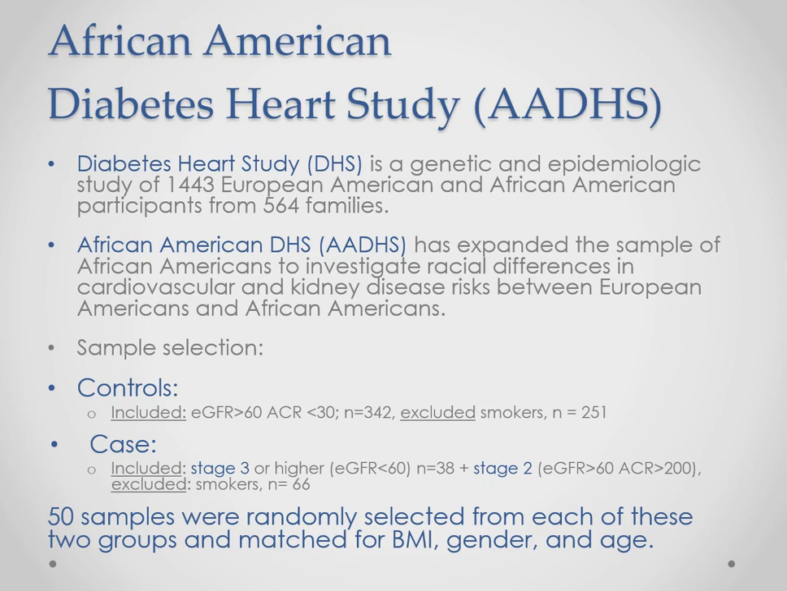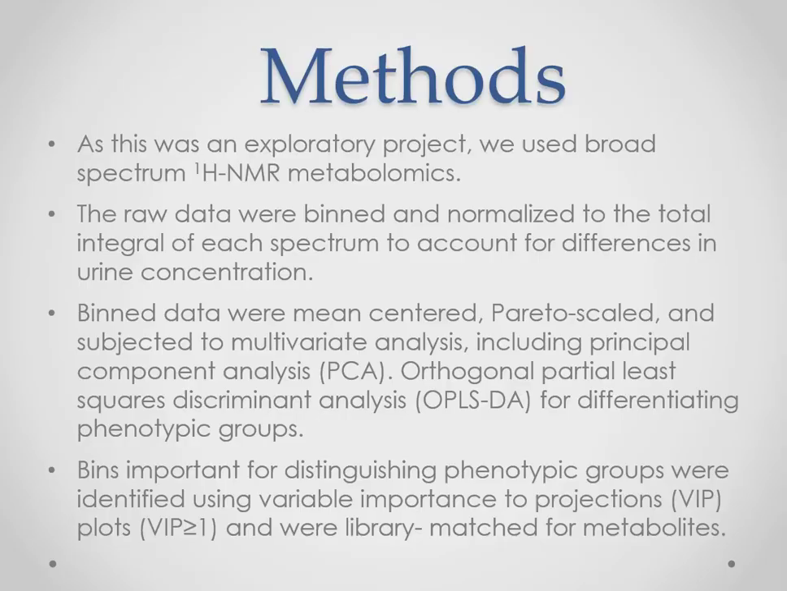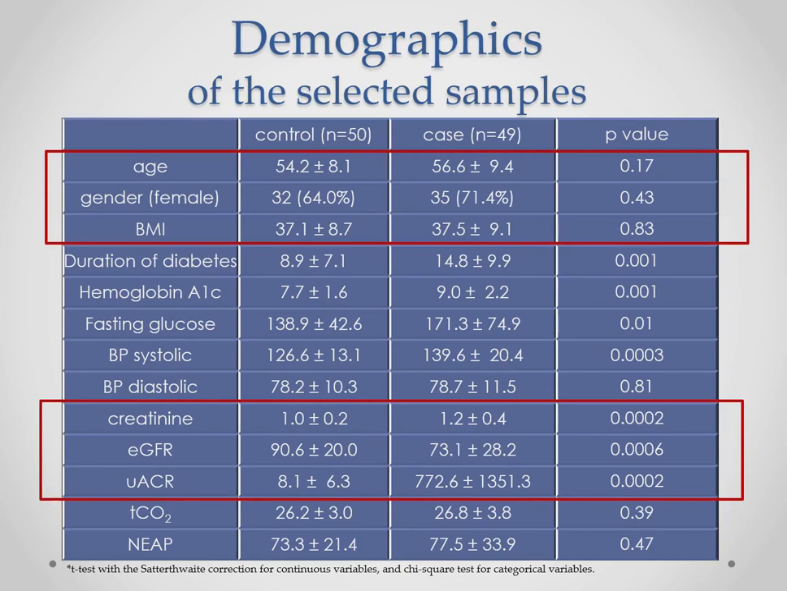early disease. So from these two groups, 50 samples were randomly selected and matched for BMI and gender. And so this is how the demographics of the groups looked. So it was matched for gender, age, and BMI, and of course it was different for creatinine, estimated glomerular filtration rate, and albumin creatinine ratio.